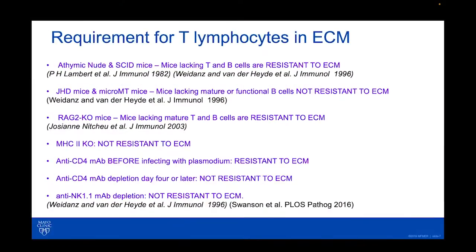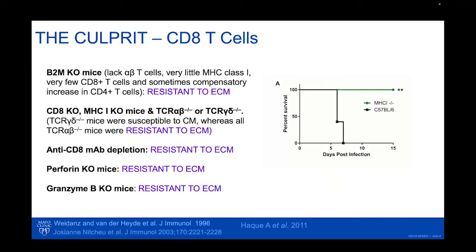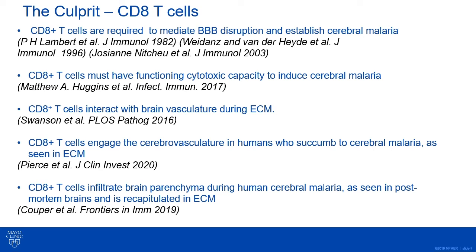Let me start by giving a little background on the project. Many groups have addressed the role of immune cells in the development of cerebral malaria. It was ultimately discovered that CD4 T cells were important early in infection, whereas CD8 T cells are required throughout the entirety of the disease. More recent work has established that CD8 T cells interact with brain vasculature in mice and in humans and infiltrate the brain during disease. The role of individual class 1 molecules on vasculature, however, has never been tested.